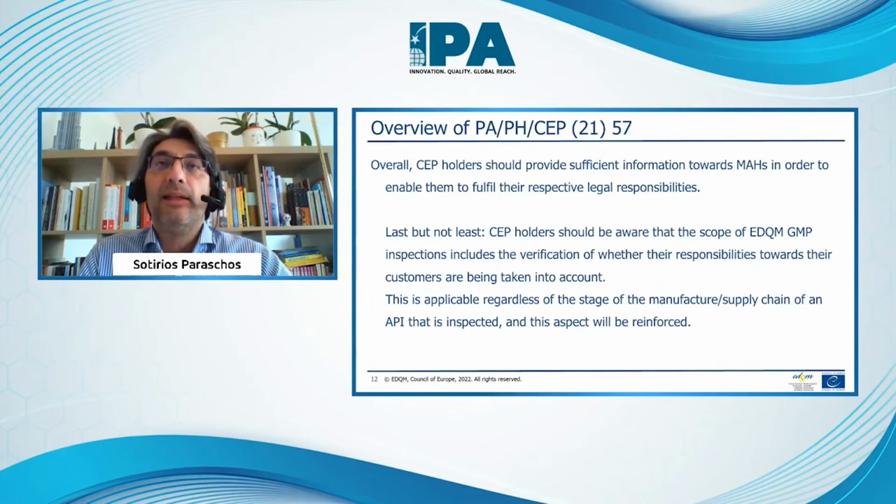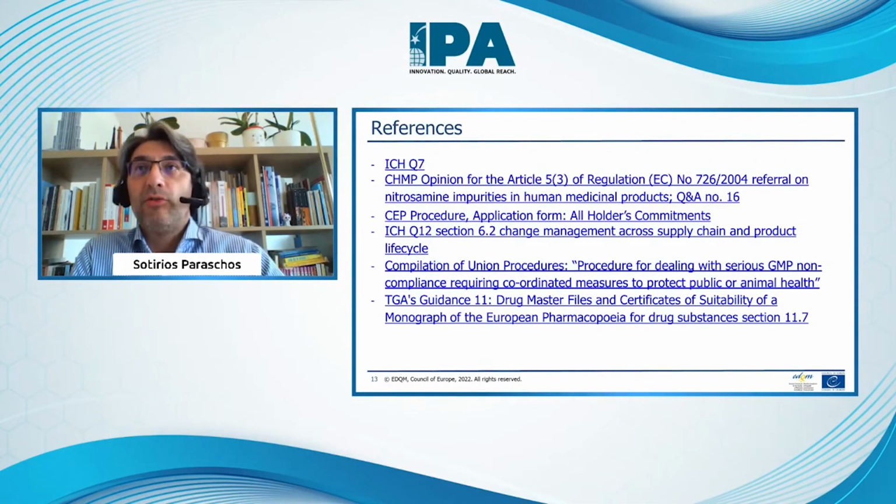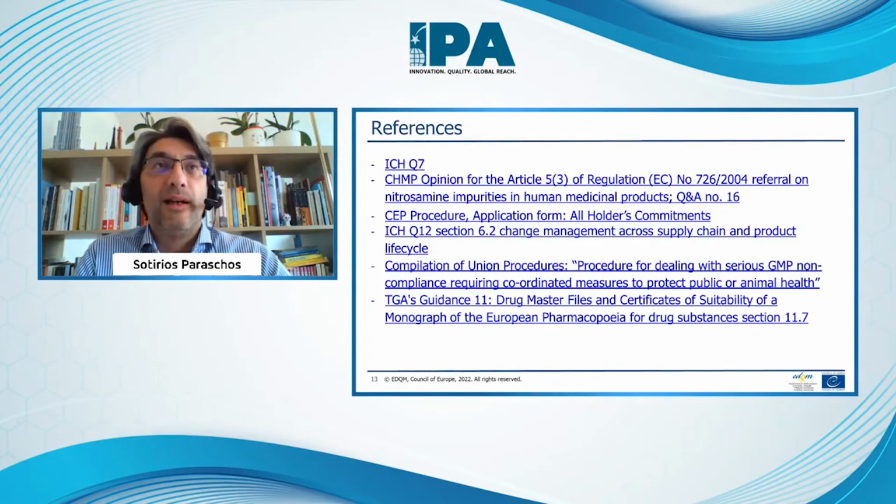On the next slide, you can see a few relevant references to ICH Q7 and to other guidance or regulations that were mentioned in this presentation. The third one, for instance, is all holders' commitments as described in the CP procedure, ICH Q12, the compilation of Union procedures, and TGA's guidance 11.